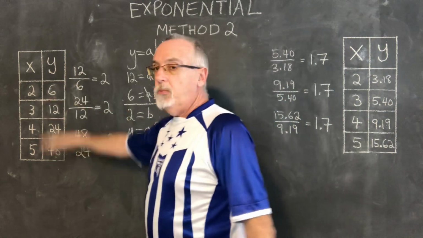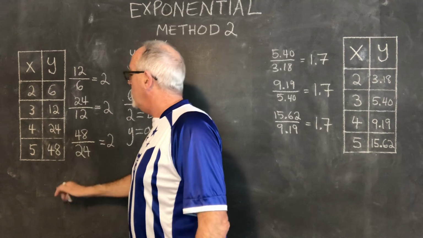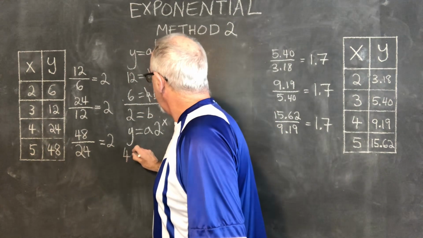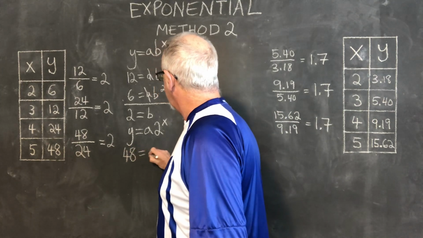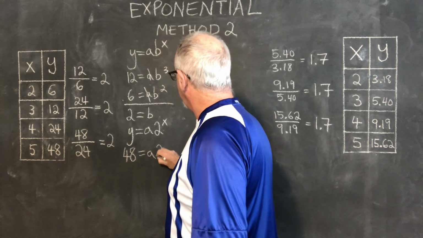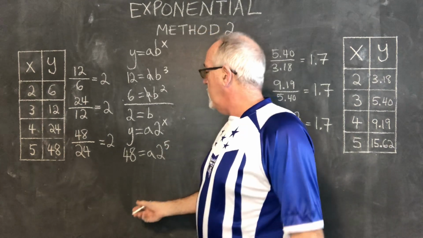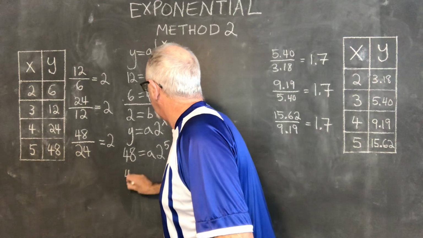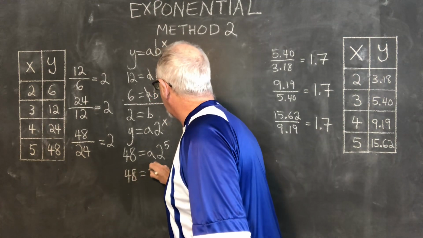We don't have to use 2 points. We can use 1 point. We can use any of the points. I'll choose this bottom one, 5, 48. I plug it in. Y is equal to 48, and x is equal to 5. So I have 48 equals a times 2 to the 5. 2 to the 5 is equal to 32. So I have 48 equals 32a.